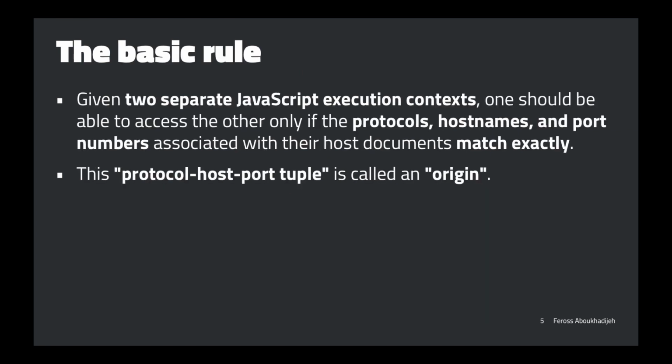So the basic idea is, given 2 separate JavaScript contexts, one from this origin and one from that origin, you should not be able to access the other if the protocols, hostname, and port associated with each of those differ. If the protocols, hostnames, and ports of those 2 contexts are the same, then they should be able to access each other. So we call this tuple of protocol, host, and port an origin.